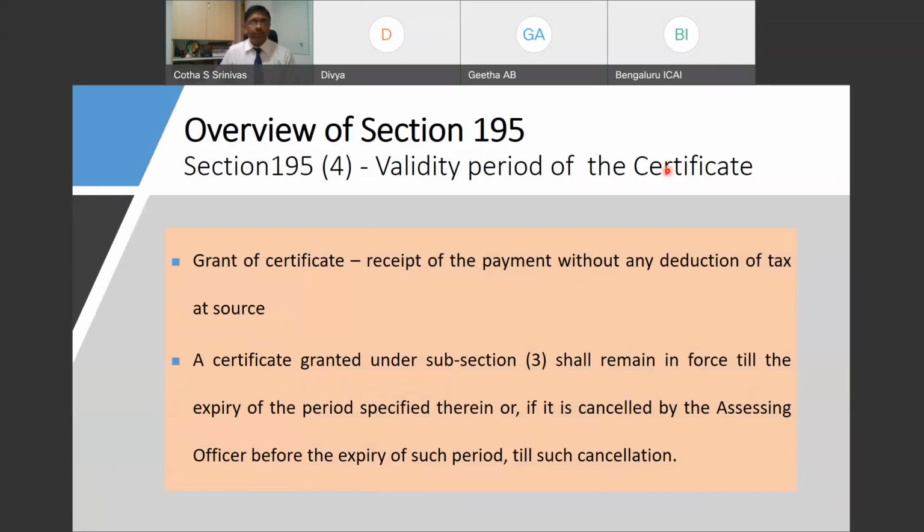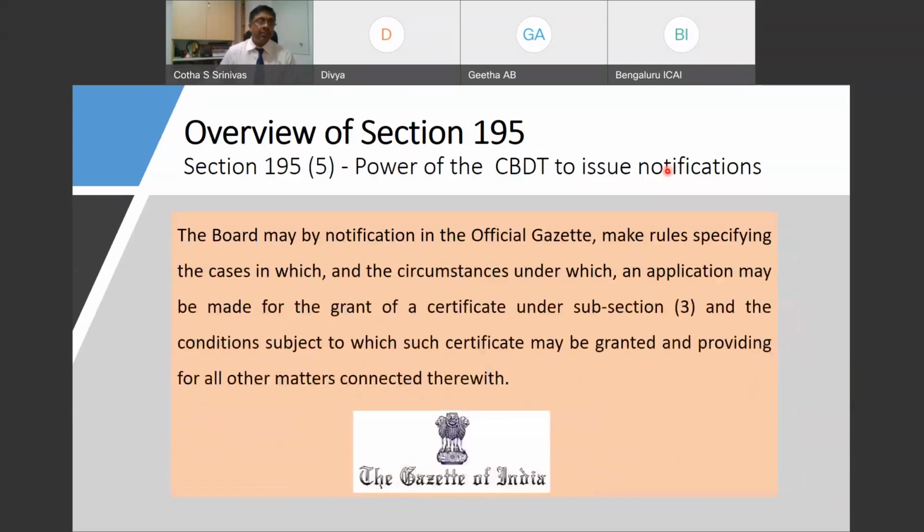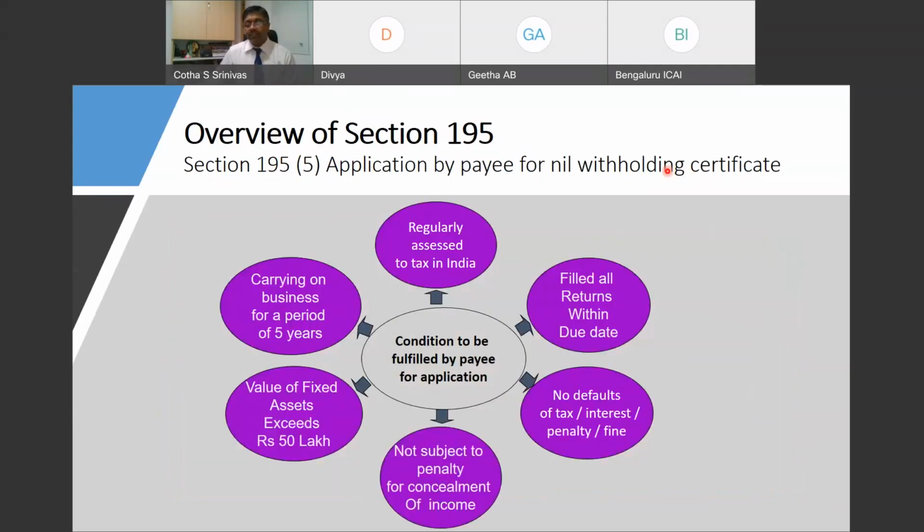Then 195(4) talks about the validity period of the certificate. These are all procedural things. I think I'll skip this. And 195(5) says application by the payee for a nil withholding certificate.